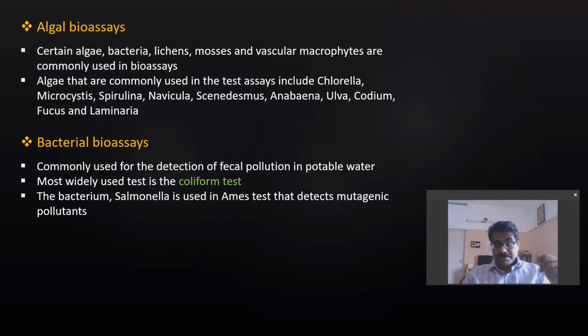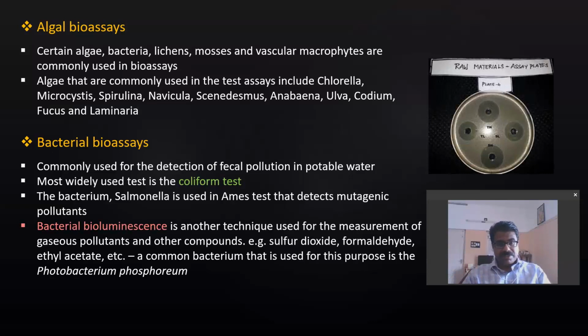We know that some public laboratories can test our wells and bore wells, etc. for how pure the water we have. So what we do primarily is the coliform test. Is this water drinkable? Is this water potable? And they test using the coliform test. And also the bacteria Salmonella, the Ames test, can be used for detecting mutagenic pollutants.